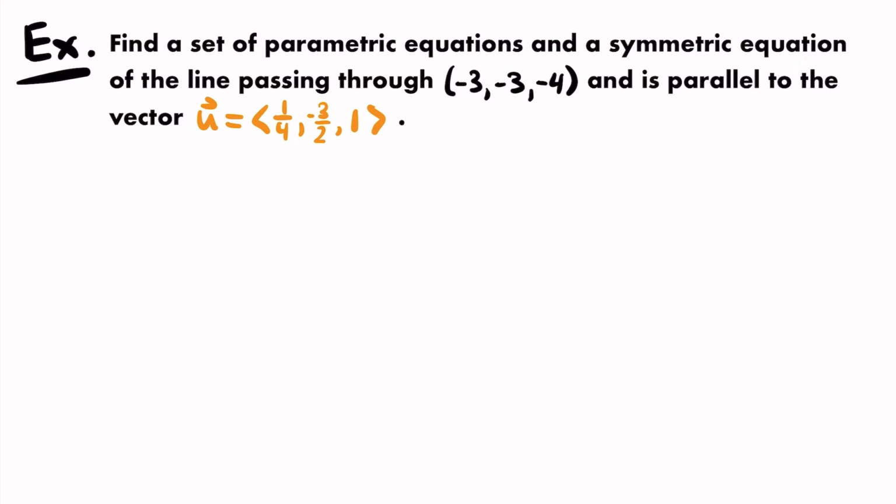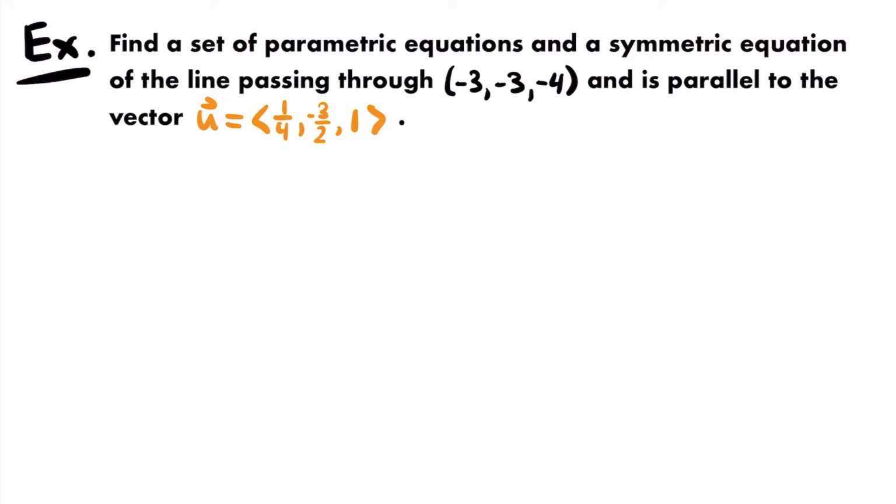Okay, that's why in these problems, you're told to find a set of parametric equations and a symmetric equation of the line, not the set of parametric equations or the symmetric equation, because there's going to be multiple different correct answers depending on the vector that you use. You don't have to use this specific direction vector. You could use any vector that is parallel to this vector, or in other words, any vector that is a scalar multiple of this vector.